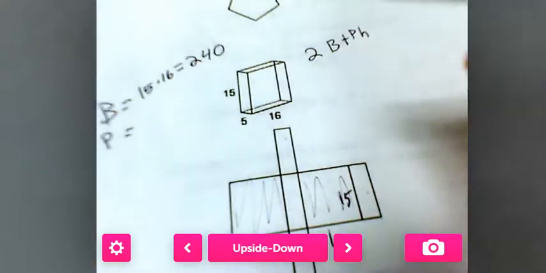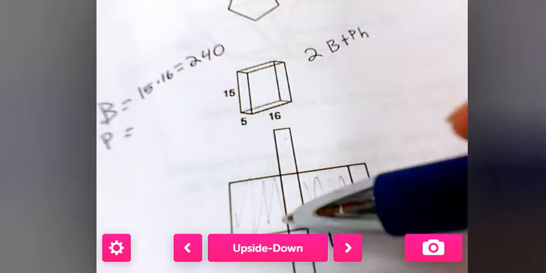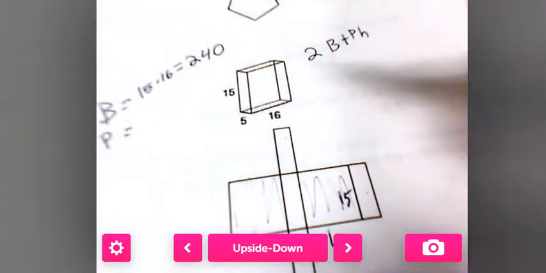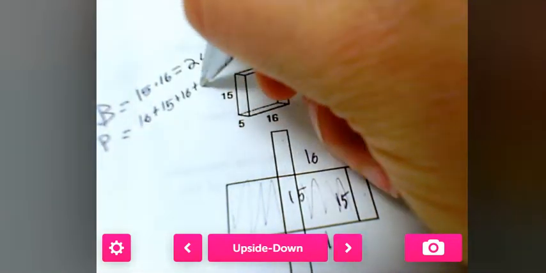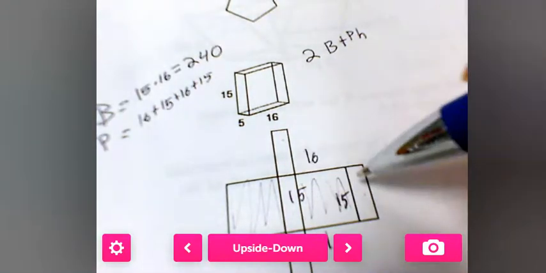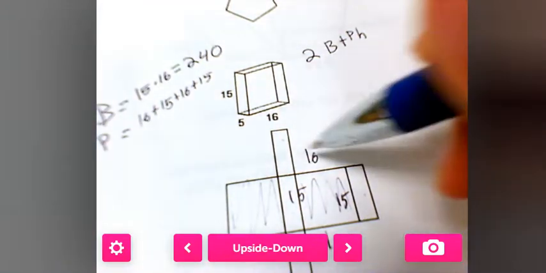Now, my perimeter. My perimeter is the perimeter of the base. It's kind of easier to see in the net. If this is 16, this is 16, this is 15. So we're going to go 16 plus 15 plus 16 plus 15. Does that make sense? We're going to walk around the base. So the perimeter ends up being 62.